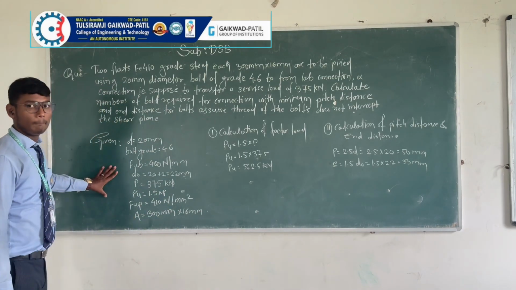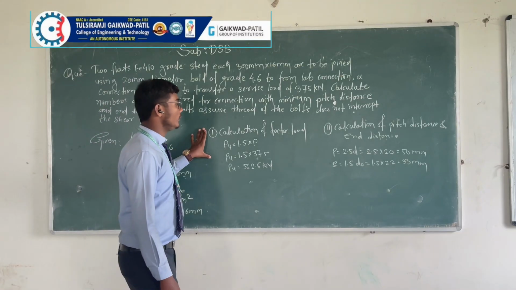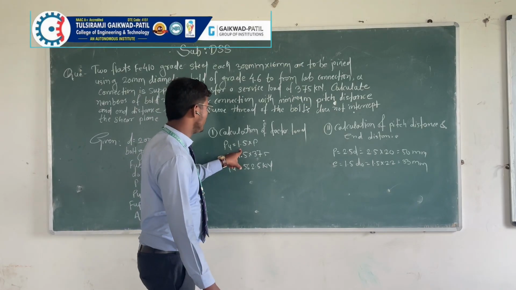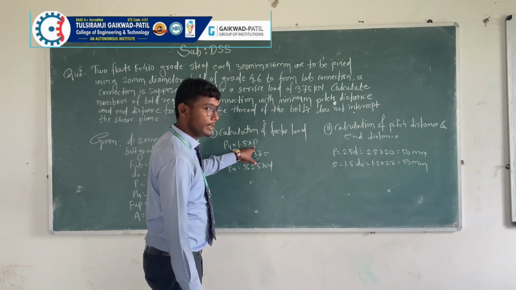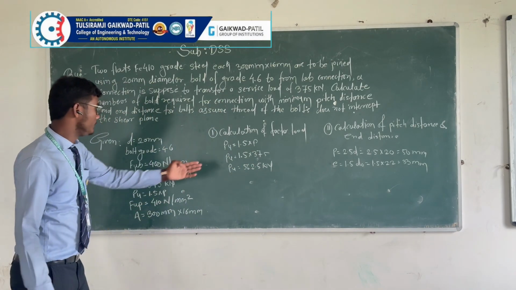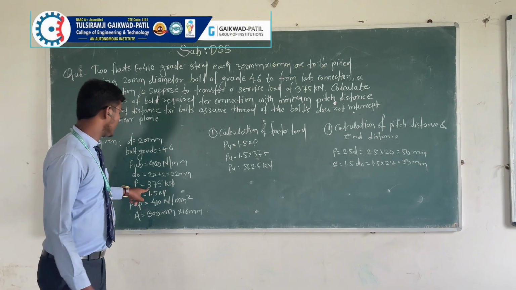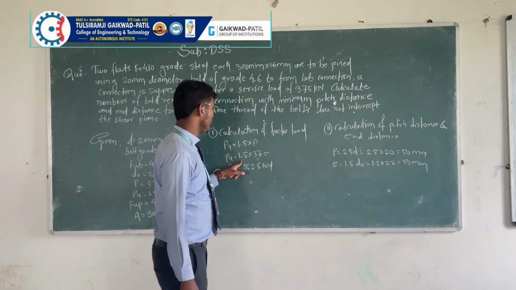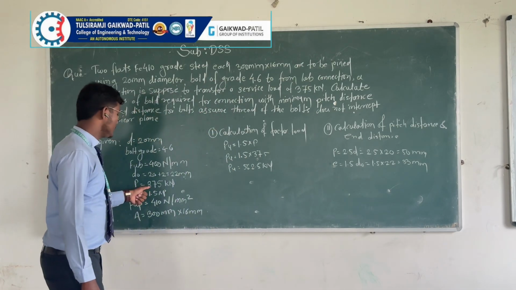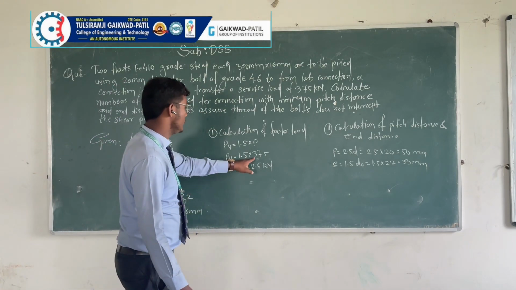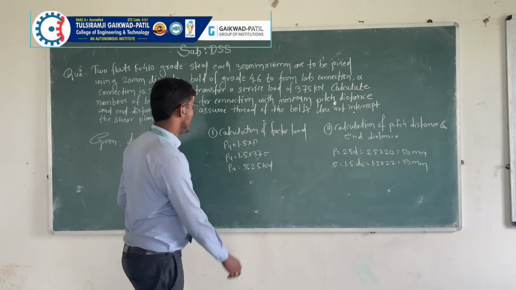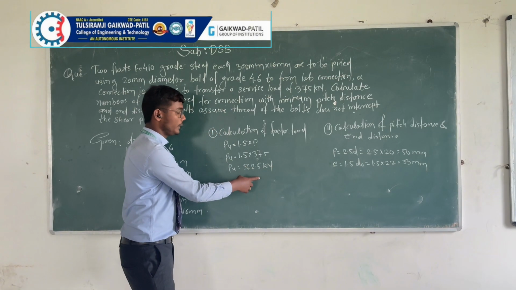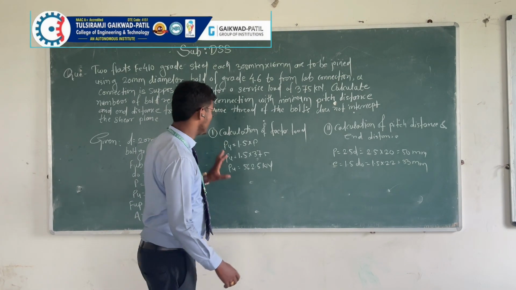Beyond the given data, first we calculate the factored load. Pu is equal to 1.5 into P, where P is 375 kilonewton. Pu is equal to 1.5 into 375 kilonewton. We calculate the value: Pu is equal to 562.5 kilonewton. This is the first value.